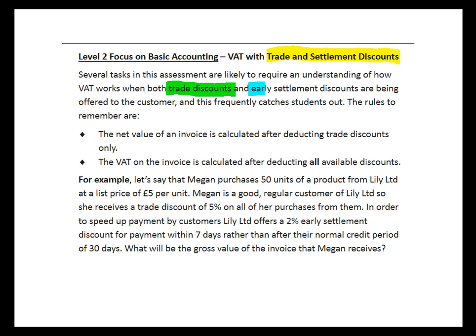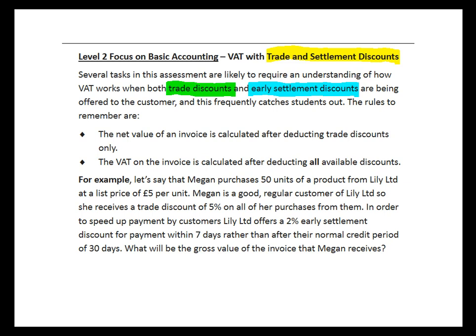And often we also have early settlement discounts. It's very common in business that organisations give credit to their customers and allow them maybe 30 days before they have to pay their invoices. That does negatively affect the cash flow of the organisation. Obviously, you've got to wait 30 days to receive the money. And there are a lot of advantages in business to getting the cash flow quicker. And so by offering an early settlement discount, we can perhaps encourage the customer to pay perhaps within 7 days rather than in 30 days.